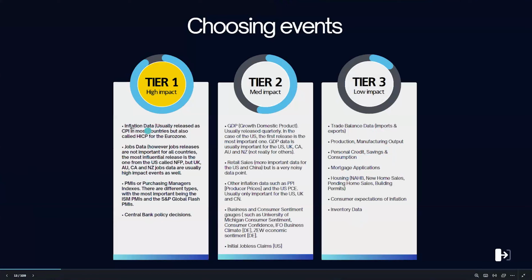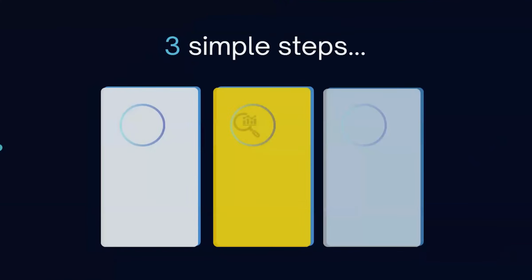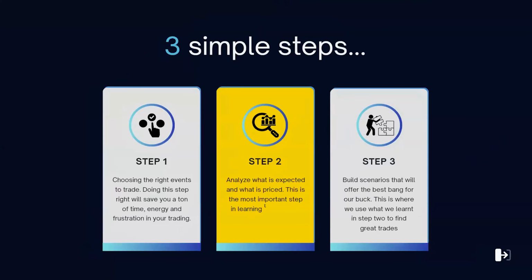On a monthly basis, if you look at just inflation data, jobs data, PMIs, and central bank policy decisions, you have more than enough opportunities for tier 1 events by itself. And then obviously, if you include some tier 2 events that might be market moving, you've got plenty of events to choose from. So that was step 1, super simple, knowing which events to trade.